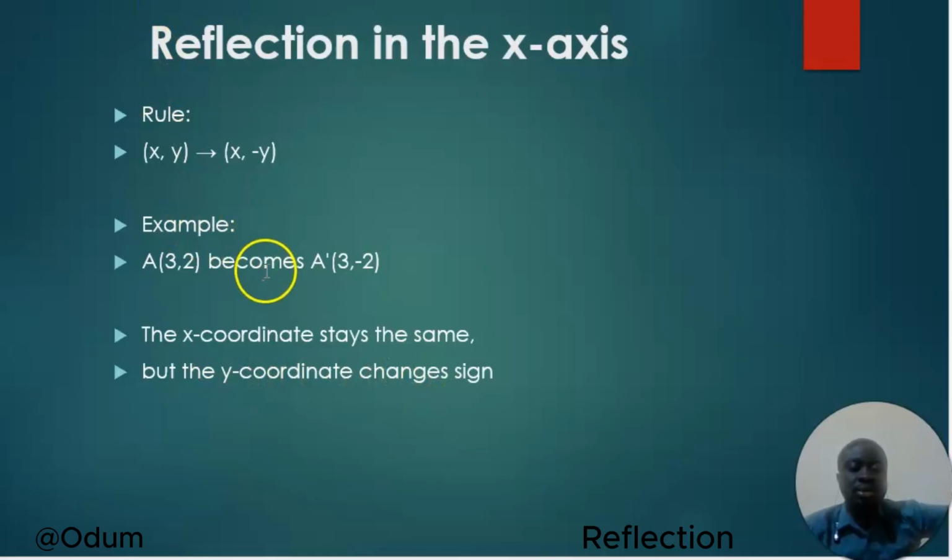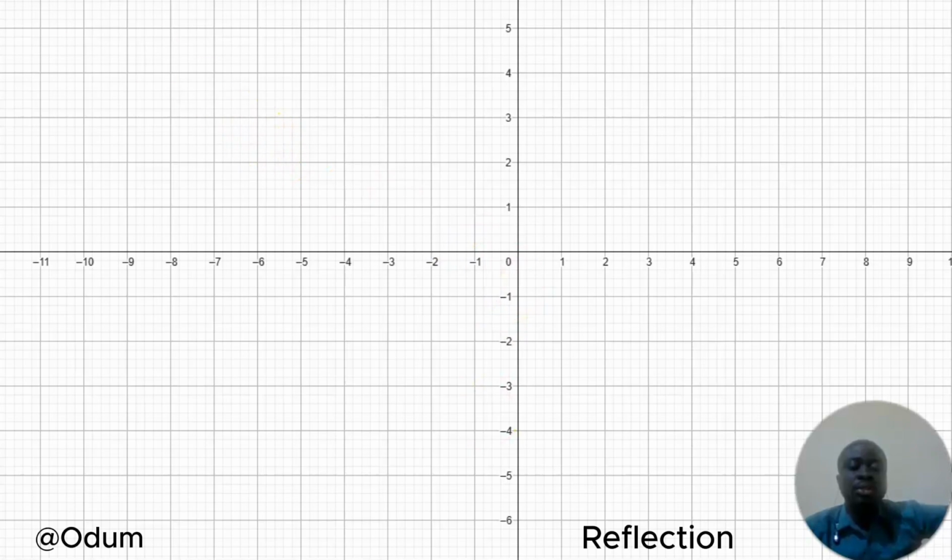Now let's see how to reflect this point on the graph. I'm going to reflect this point in the x-axis. But before that, you have to plot this point (3, 2). So the point is (3, 2). Let's plot the point. So we have 3 and we have our 2 here. So this is the point A.